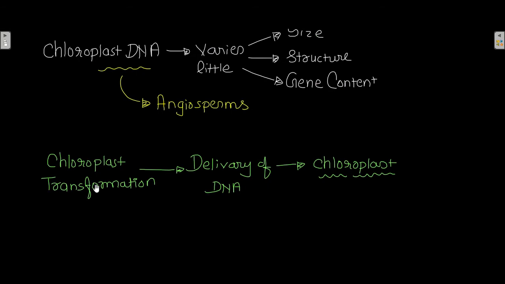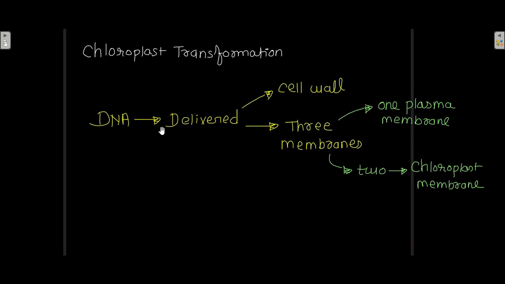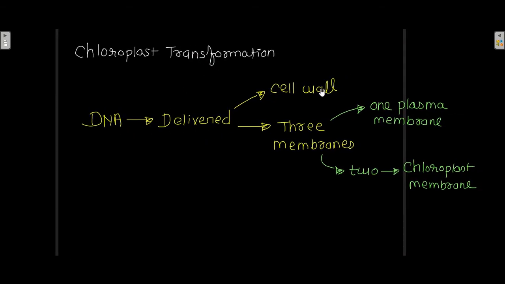Now chloroplast transformation involves the delivery of DNA into the chloroplast. During chloroplast transformation, the DNA has to be delivered through the cell wall and three membranes, one of which is the plasma membrane and two chloroplast membranes.